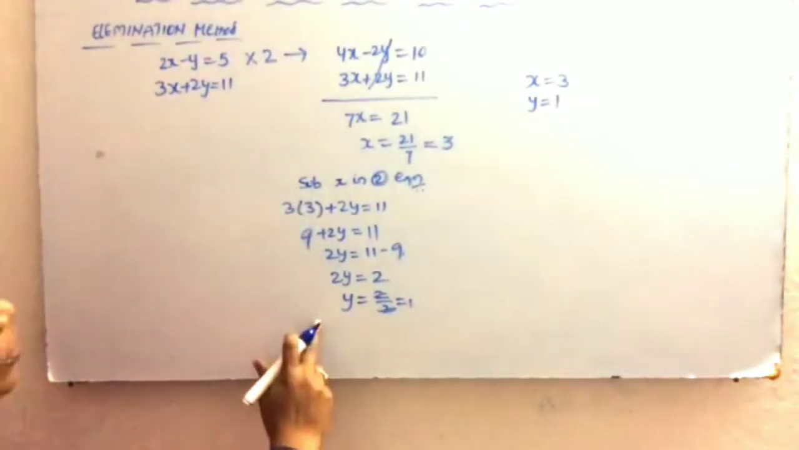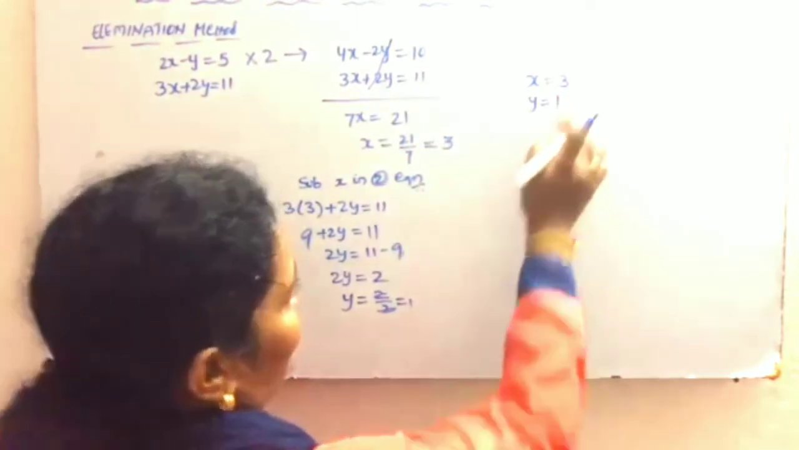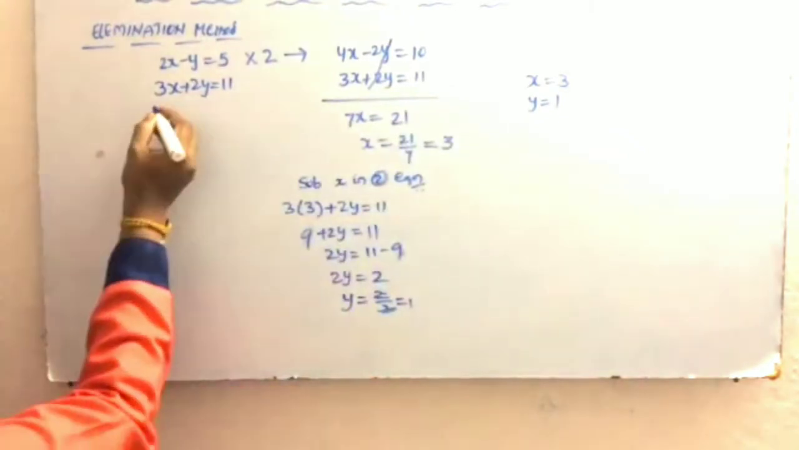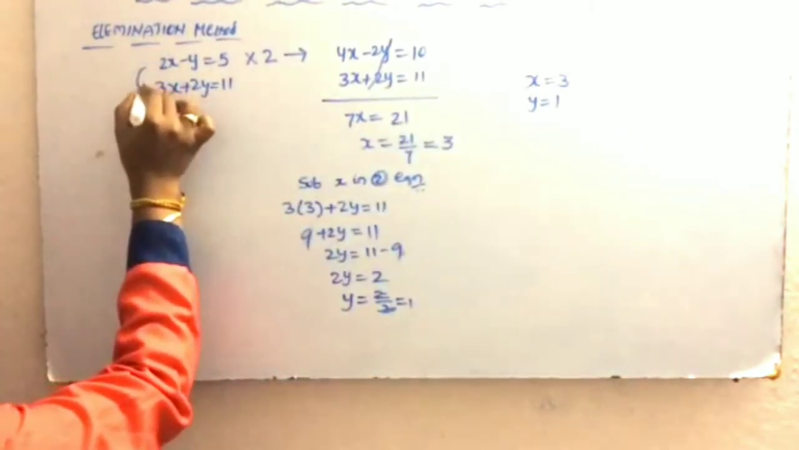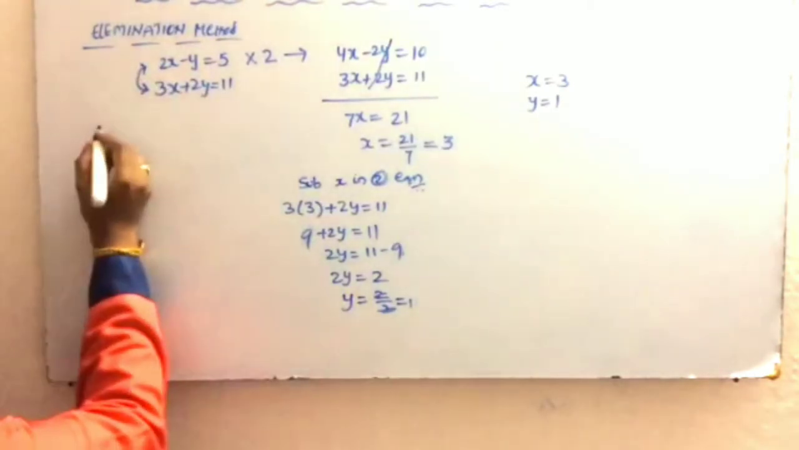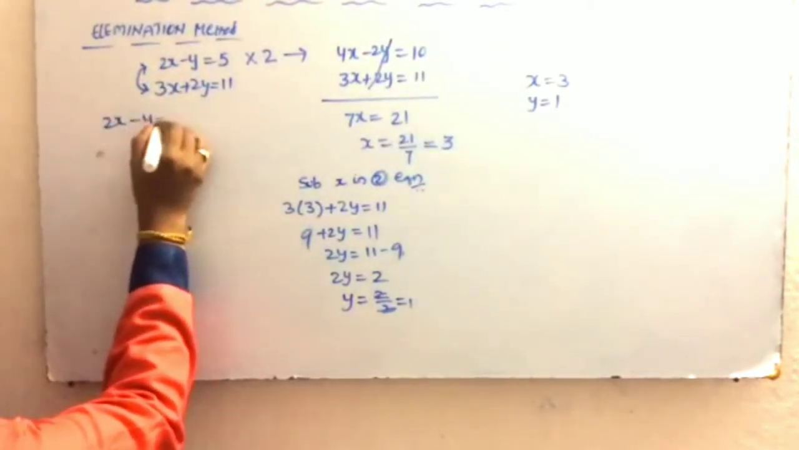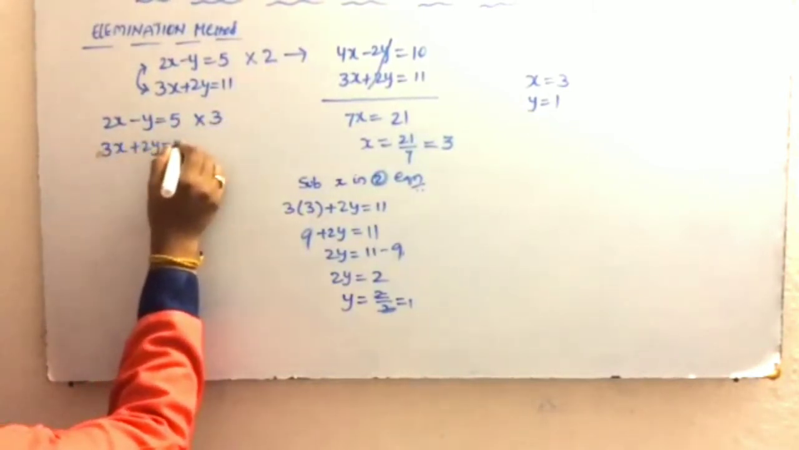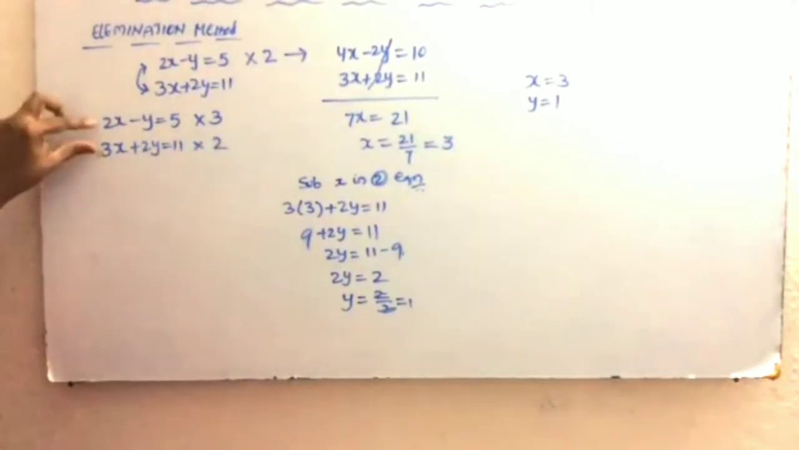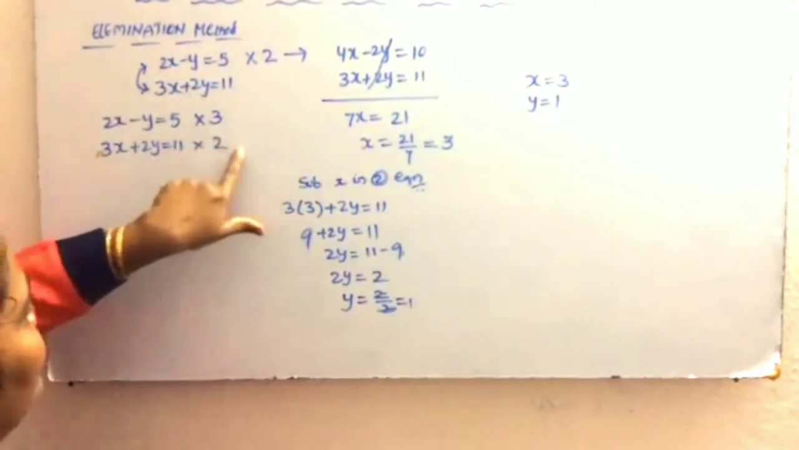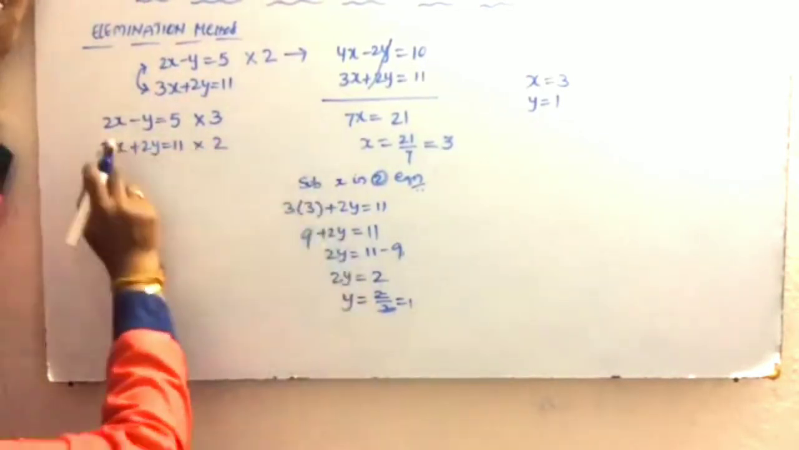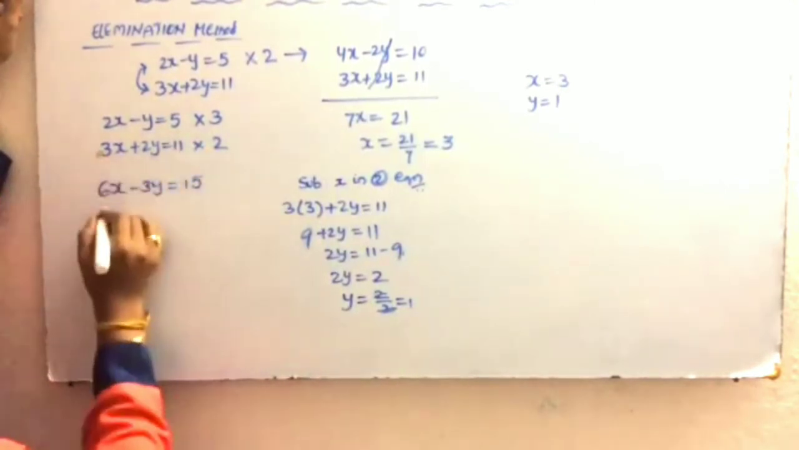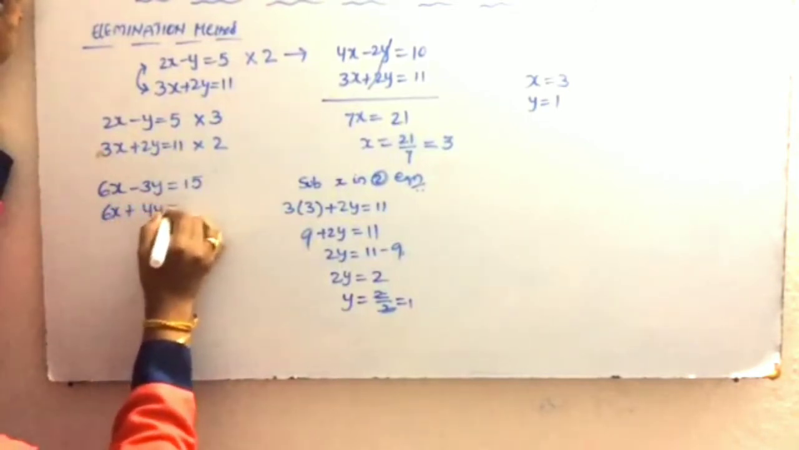And in the elimination method also, the value of x equals 3 and the value of y equals 1. In another way, now I will equalize both x coefficients. For the first equation I will multiply with 3, and the second equation I will multiply with 2, exchanging both the coefficients and multiplying thus. That means here 6x minus 3y equal to 15, and here also 6x plus 4y equal to 22.